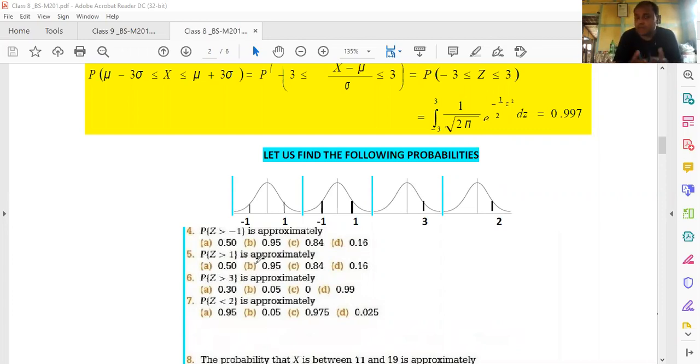As you can see in front of your screen, there are four problems, 4, 5, 6, 7. All these four problems are different from one another. If it is an examination, or I'm doing research work or a calculation, then for each of these four problems I will draw four different normal curves. It is a good practice. So I have shown four different normal curves over here, one for each problem. But anyway, let us try to do this one manually.